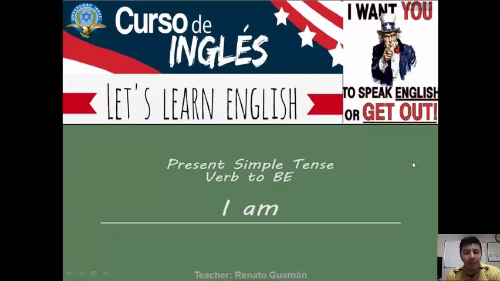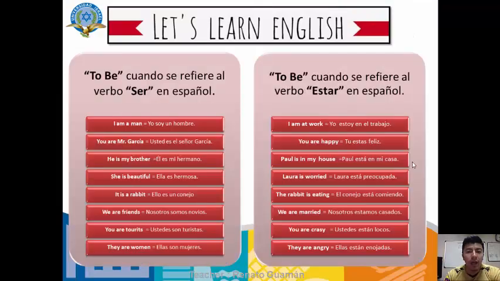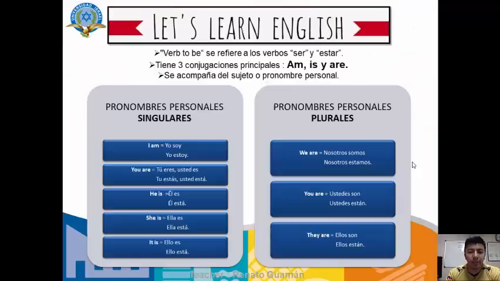Today we have an interesting class, so please pay attention. The present simple tense, the verb to be, I am. Okay, so this verb is very important to understand.